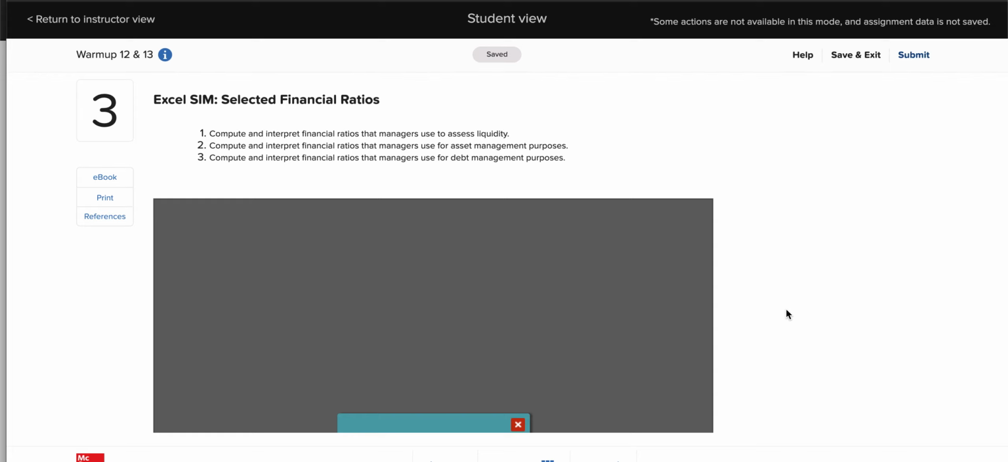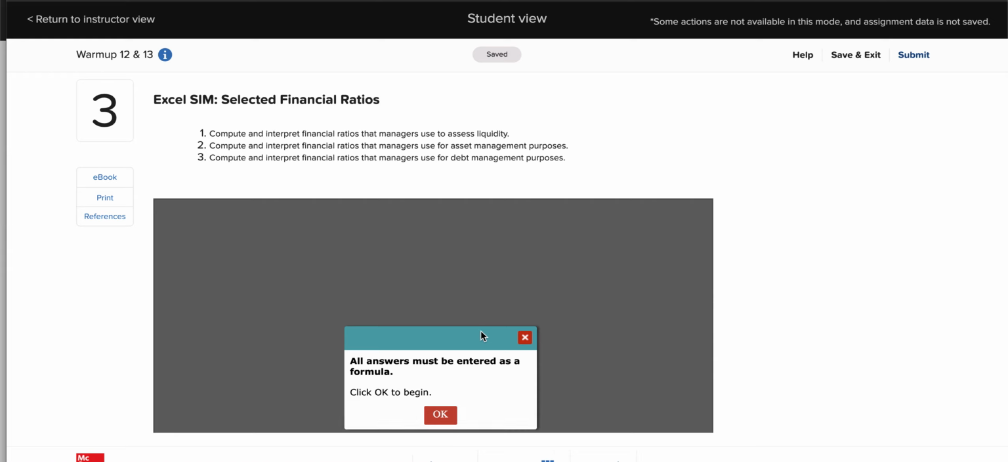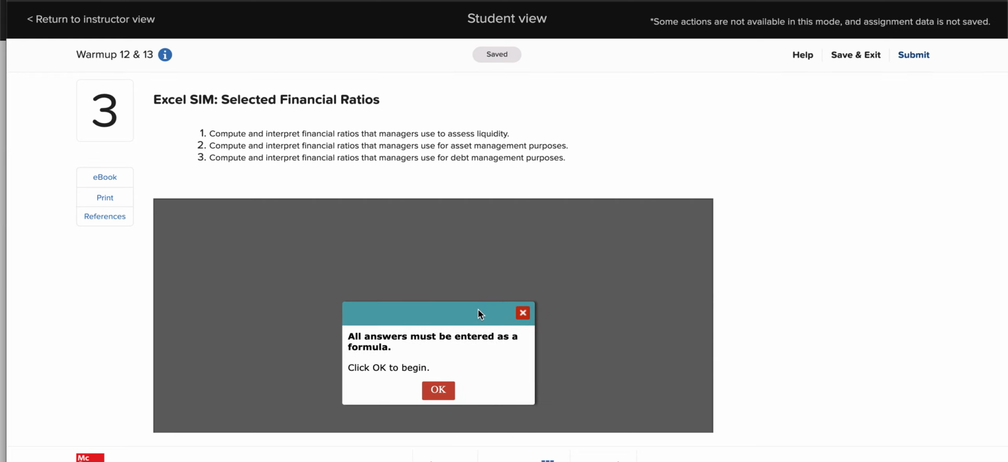I do want to highlight, though, that for 3, 4, and 5, these last 3 questions, they are in Excel simulation form, so you are not looking to actually put a number in the cells as we get to them, but all of your answers need to be entered as a formula. If you put in the number, then it will be marked wrong. It has to be entered as a formula in the cells, and this is what I want to walk through.